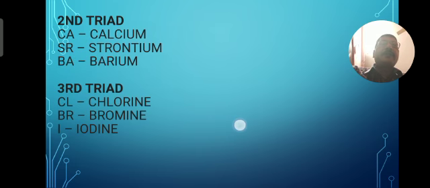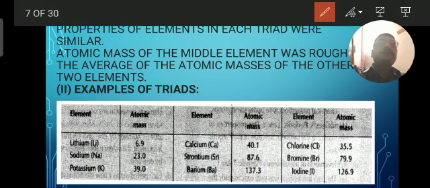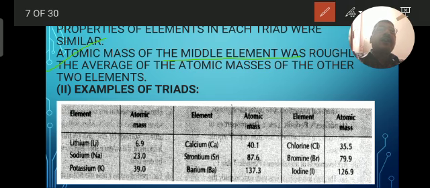Characteristics of the triads. Properties of the elements in each triad were similar. That is why they are kept in the same triad. If there is no similarity in the chemical properties, they cannot be kept in the same triad. Next is atomic masses. The atomic mass of the middle element was roughly the average of the atomic masses of the other two elements.